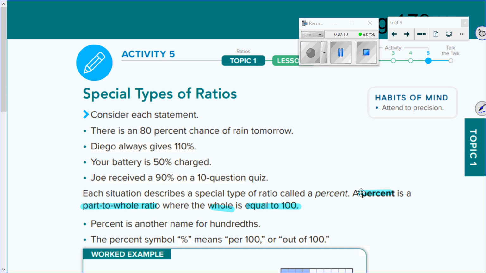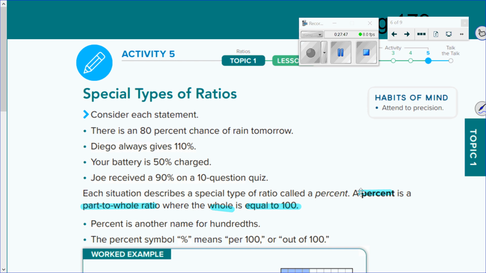Diego always gives 110%. That's normally like a sports analogy. So it's basically someone that's giving his all, right? Your battery is 50% charged. I'm sure those of you with phones have seen that before, right? Once it gets down into 10%, it goes to low power mode and you start having issues. Joe received a 90% on a 10-question quiz. I know there's a lot of you that wish your scores would have been that high.